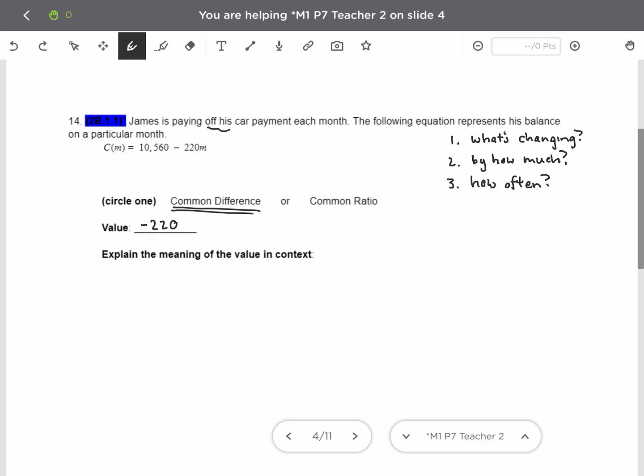We have a car payment, all right, that James is trying to pay off. And so here's what I'm going to say. What's changing? The car payment is what's changing. By how much is it changing?